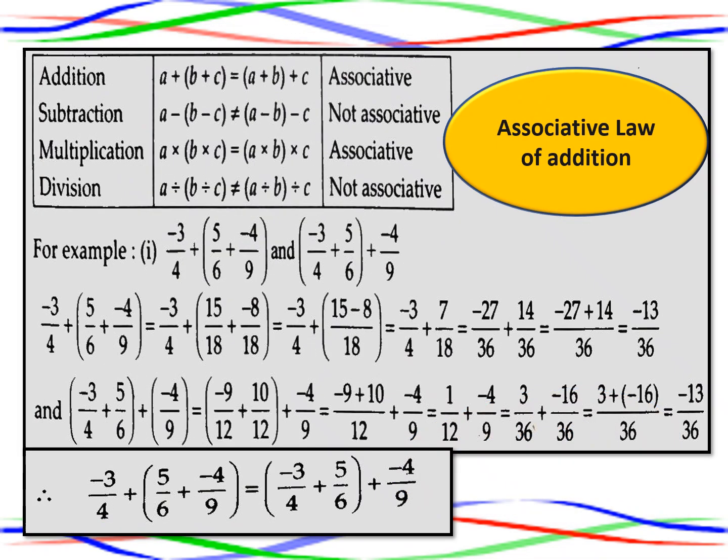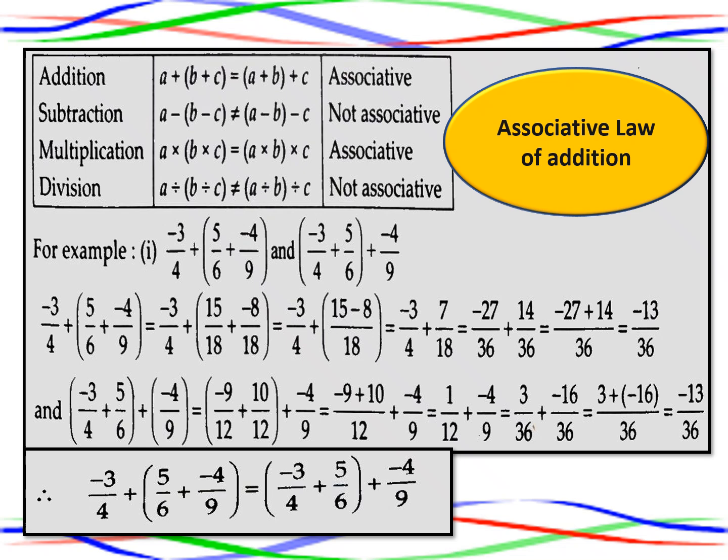The associative property for rational numbers. The general form is written in the top box, shown for all the operations. Consider the addition. Three numbers are shown: minus 3 by 4, 5 by 6, minus 4 by 9. Okay, in this, 5 by 6 and minus 4 by 9 are grouped, the second and the third one in the LHS. So what is the result of that?